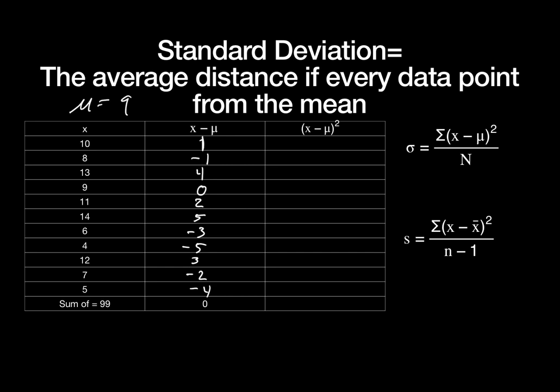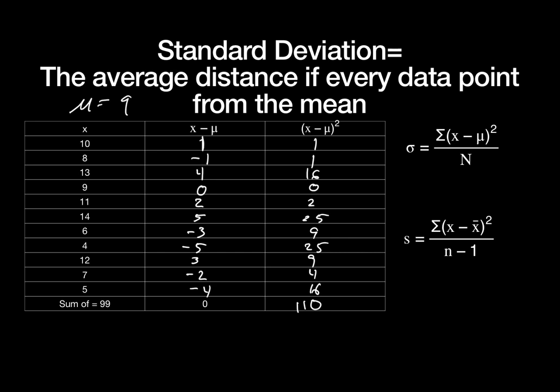And if I take each of those and square them, that's what this next one is. So I take x minus mu, this value, and square it. So again, 1 squared is 1, negative 1 squared is 1, 16, 0, 4, 25, 9, 25, 9, 4, 16. And then the sum of all of those is 110.